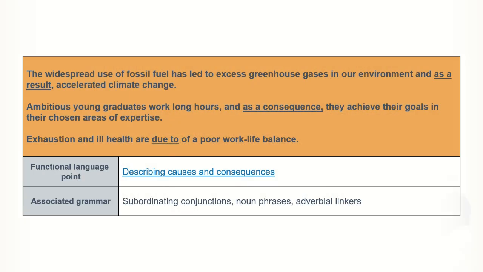We are on the last point now for functional language. You can practice functional language using the links mentioned here. The first one for functional language is writing causes and effects. We can use phrases like as a result, as a consequence, due to. Due to is always followed by the reason, as a consequence followed by the result, and as a result is followed by the result of the action.